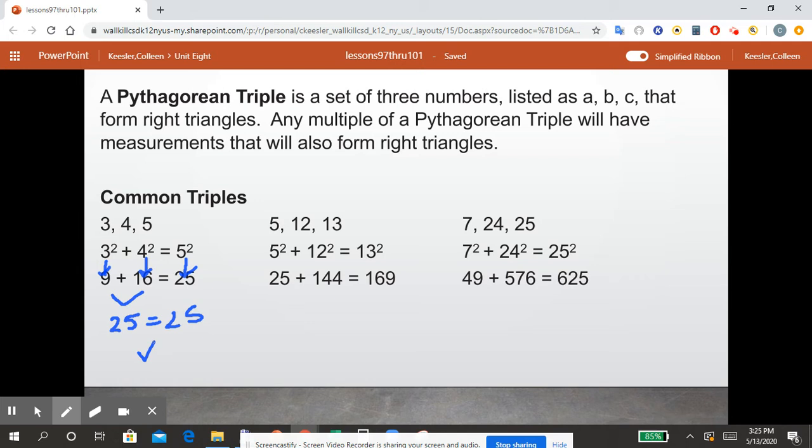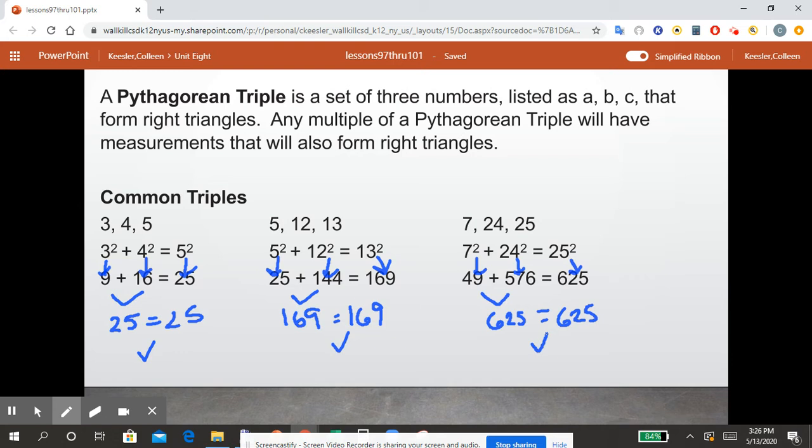And the next one, we have 5, 12, and 13. So 5 squared is 25, 12 squared is 144, and 13 squared is 169. And if you add 25 and 144, you get 169. Proving again that the side lengths of 5, 12, and 13 will make a right triangle and can be considered what is known as a Pythagorean triple. Then the last one, we have 7, 24, and 25, 7 squared being 49, 24 squared, 576, and 25 squared, 625. And if you add 49 and 576, you get, again, 625, proving that those 3 side lengths, with the largest one being the hypotenuse, would form a right triangle.